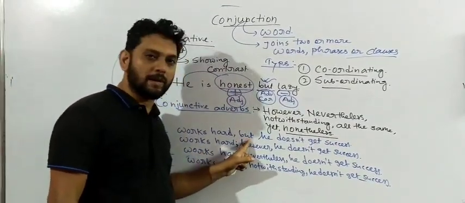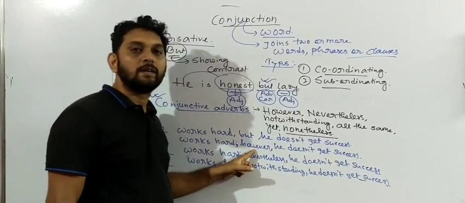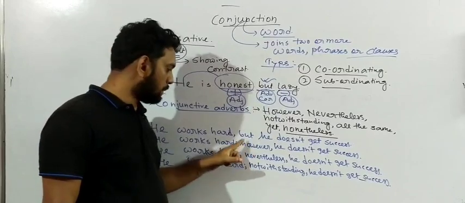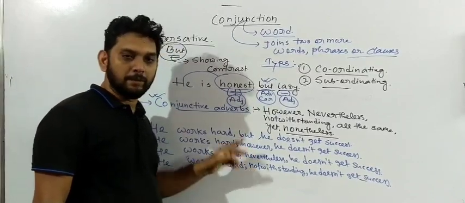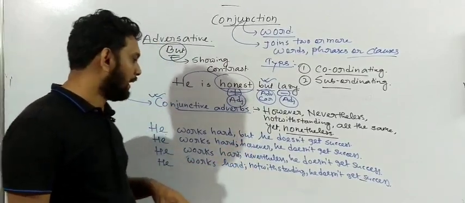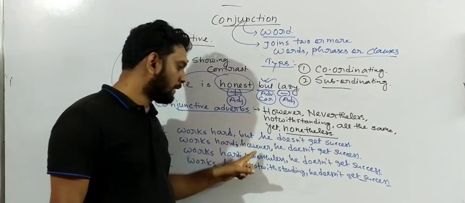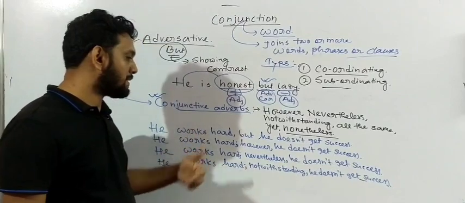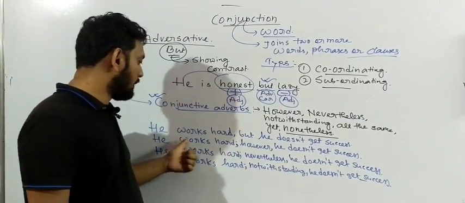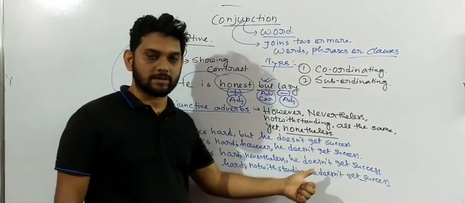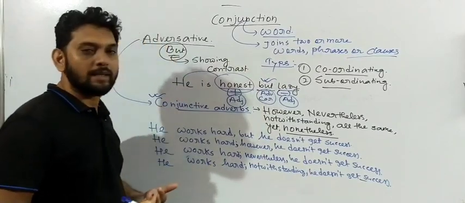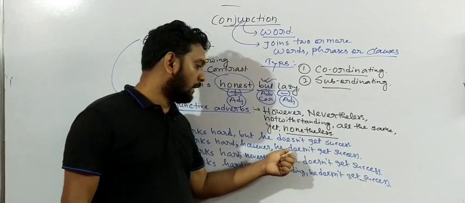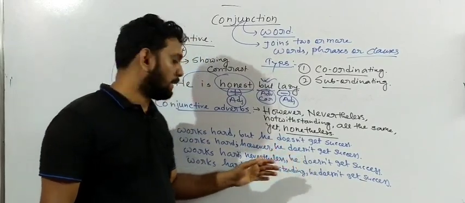Instead of using but, we can also use conjunctive adverbs. Conjunctive adverbs, however. So both the meanings are the same. Got my point? Instead of using but, you can also use however, nevertheless, notwithstanding. The meaning will remain the same. So what I said, he works hard, however he doesn't get success. You should not think that only the negative part can come on the right hand side. No, both sides.